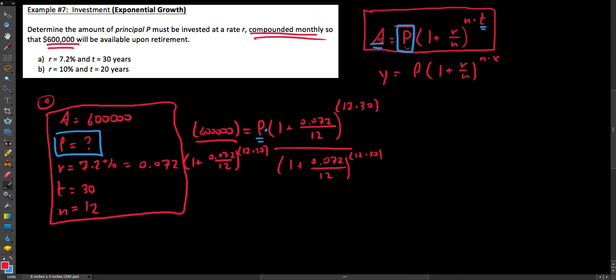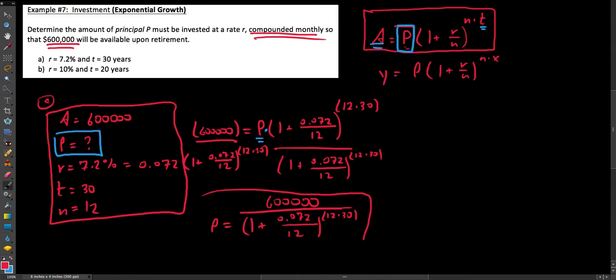And so what would this mean? Well, it would mean that our principal is equal to 600,000 divided by 1 plus, all this in parentheses here, 0.072 over 12 to the 12 times 30. And this is just something that we can put into our calculators and evaluate for here. So let's go ahead and do that.